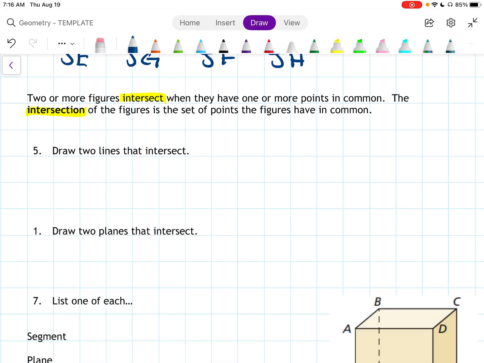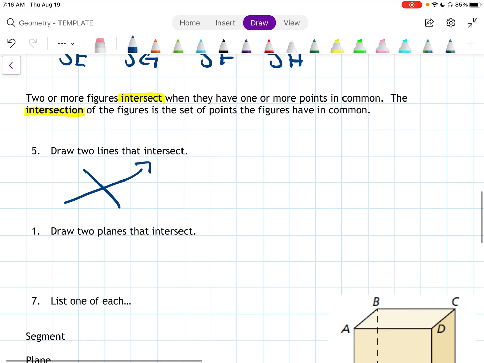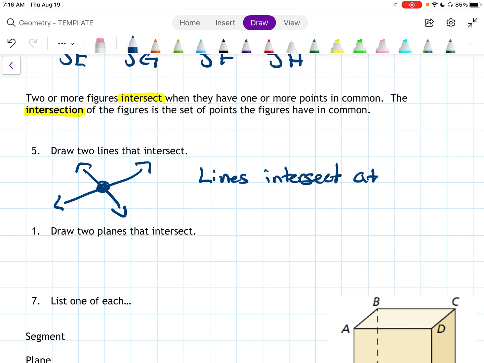Number 5, draw 2 lines that intersect. There's our 2 lines, they intersect at a point, right? Lines intersect at a point. Okay.